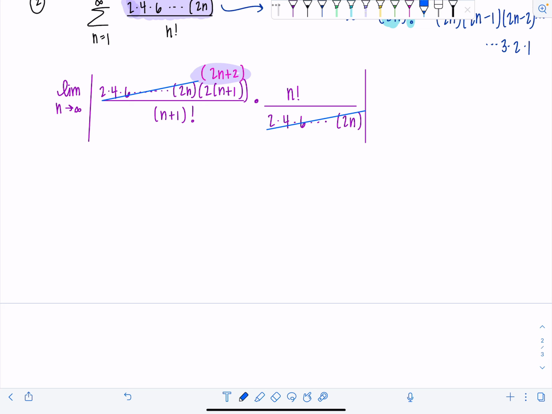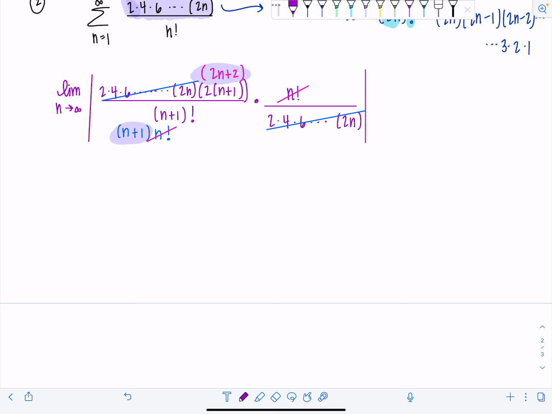So remember, always start breaking down the larger factorial until you hit what you see on the other side to cancel. So n plus 1 factorial, that's n plus 1 times n factorial. I'm going to stop there, because now I can already cancel the n factorials. So all that survives down here is n plus 1. Good?